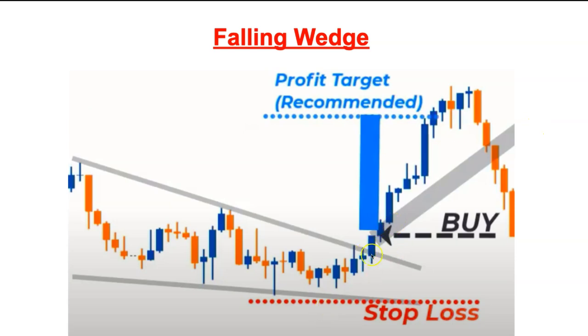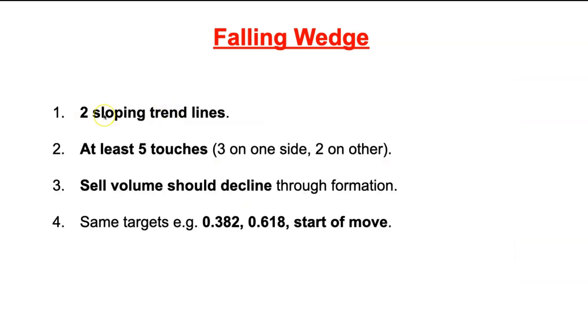You would enter once the breakout happens here, and the stop loss would be below the low. And the profit target of the measured move would roughly be equal to the distance between the start of this sloping resistance and the bottom of the sloping support. Ideally, there's 2 sloping trend lines and at least 5 touches, so 3 on one side and 2 on the other. And the sell volume should really decline through the formation. And of course, this is not essential, but it's something I've noticed as well.